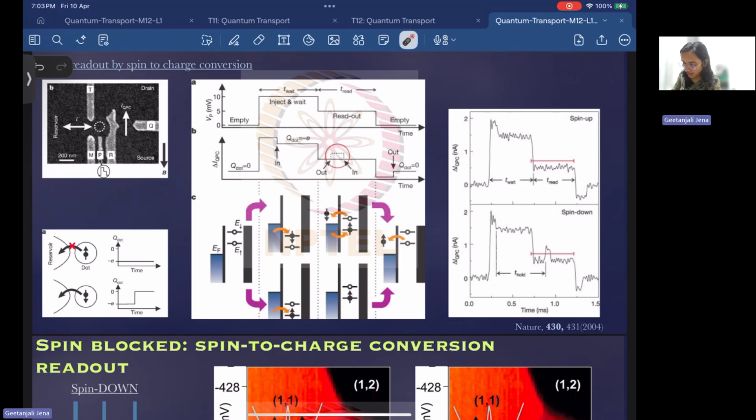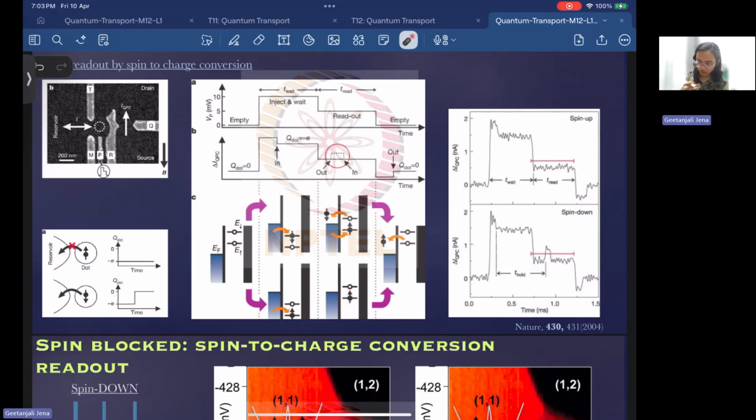After some time, you can see that there is a drop in this current. So it's because of what will happen when we are making this voltage. Let's say we are considering two cases. One is where the electron was in the spin down state earlier, or it was in the spin up state. So let us see the first case.